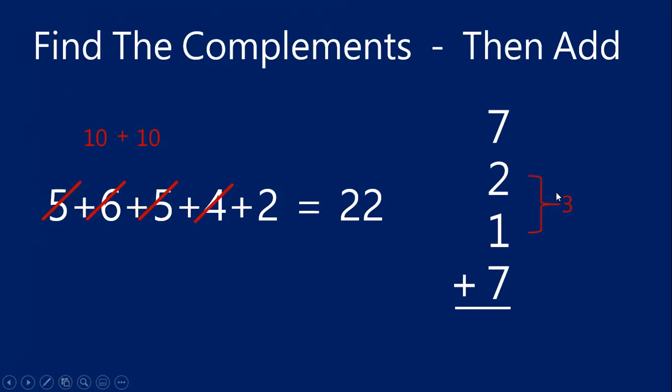They make 10. So we know right from the start that these three numbers, 7 plus 2 plus 1, equals 10. 2 and 1 make 3, and 3 and 7 are complements. They bring us up to 10. And now I have 7 left over, so I'm ready to add. Can you mentally add 10 plus 7? Sure, 10 plus 7 is 17.